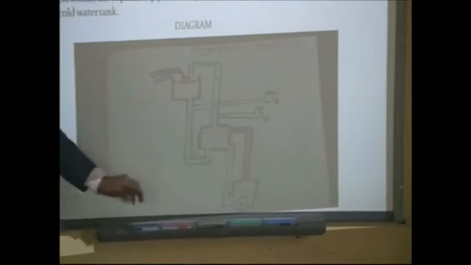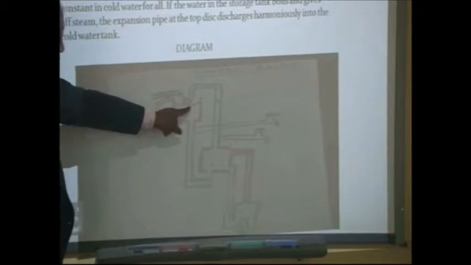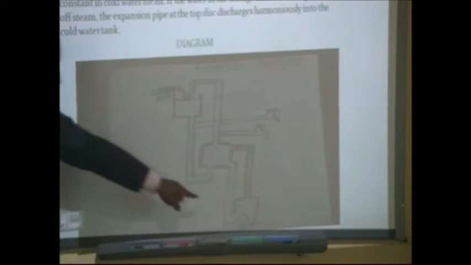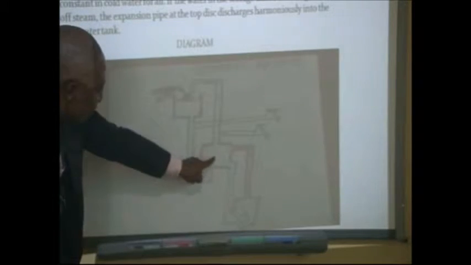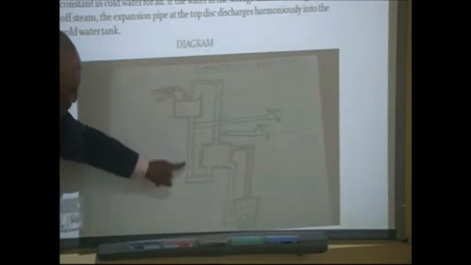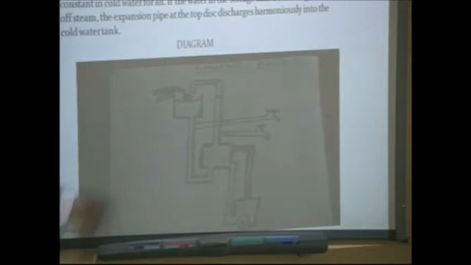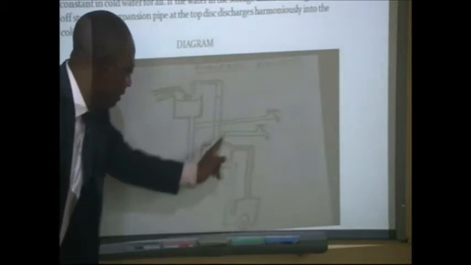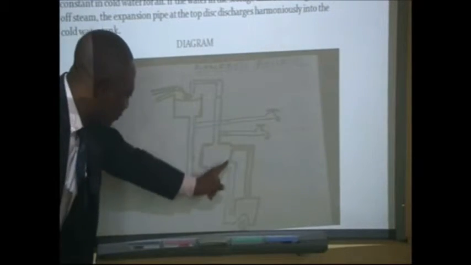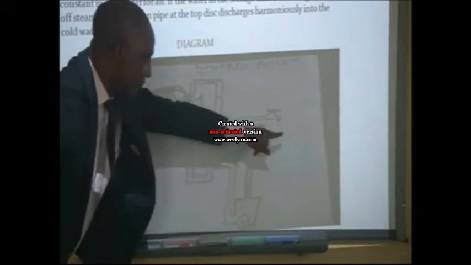How it operates is this. The top here is the reservoir for cold water, while down here is the boiler. This is the reservoir for hot water. As the cold water moves through this pipe into the boiler, it boils. When it boils, it goes back into the hot water reservoir, and it will move to the tap here, where the hot water will come out of the tap.